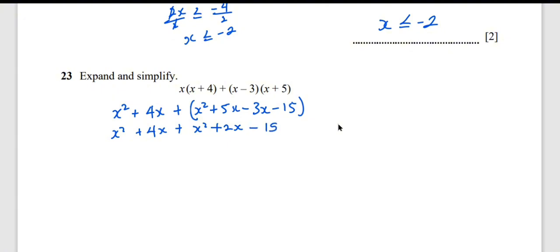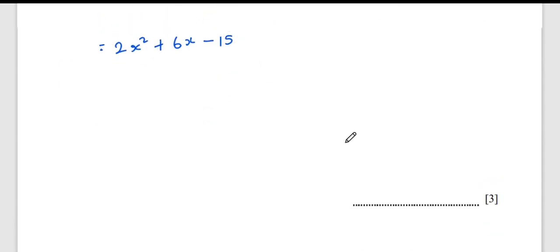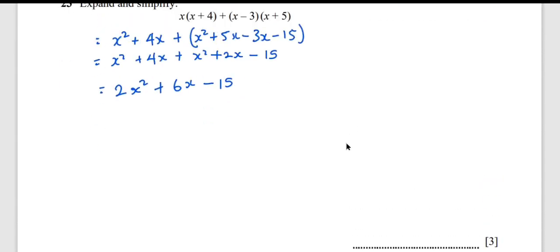The next thing to do is to simplify. So let's simplify. x squared plus x squared will give us 2x squared. Then 4x plus 2x will give us plus 6x. Then we now have minus 15. Okay, so you can come here and write your answer: 2x squared plus 6x minus 15. Okay, so that's how to solve that particular problem.